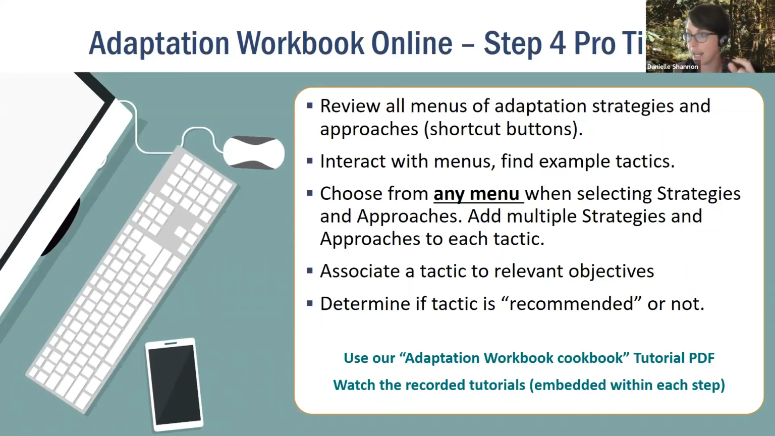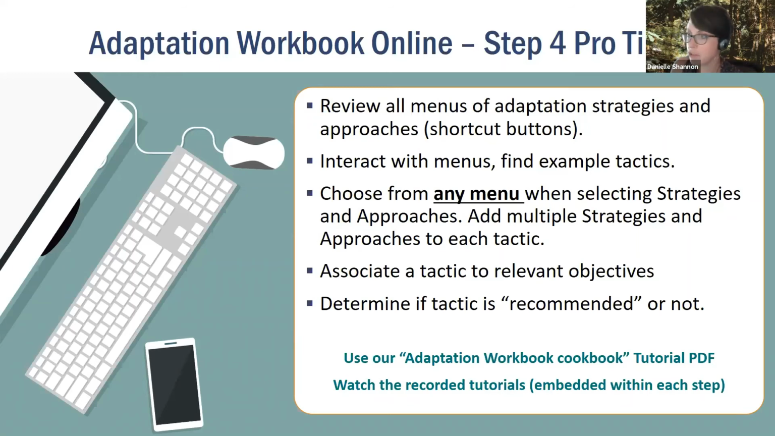You can say, I have a tactic that's squarely in forest management, but I have another tactic that's squarely in forested watershed management or agriculture, whatever it is. You can mix and match. And you can associate that tactic to any of your objectives. So you can say this one tactic is actually everything that I need to do, and you can hit the box to associate them with all of your objectives. And then again, you can determine if you're going to proceed with those tactics or not.